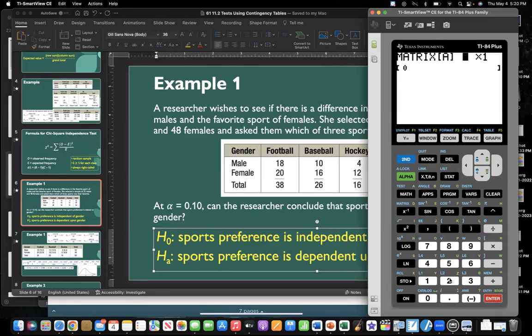So we have 2 rows. Those are the horizontal, and columns is vertical. So we have football, baseball, hockey, 3 of those. Okay, so this will give you 2 rows and 3 columns.